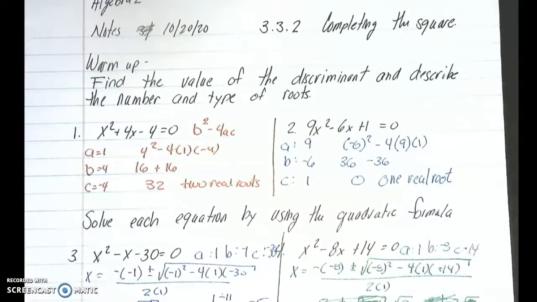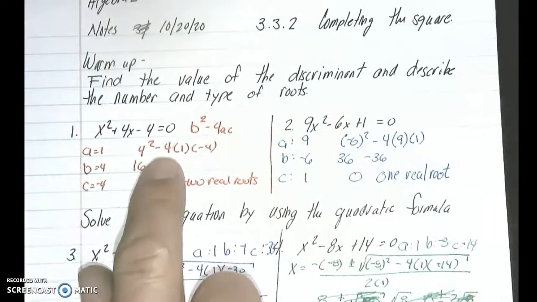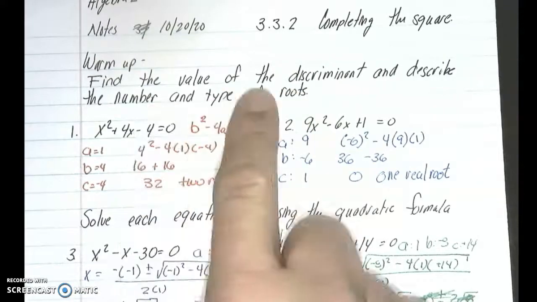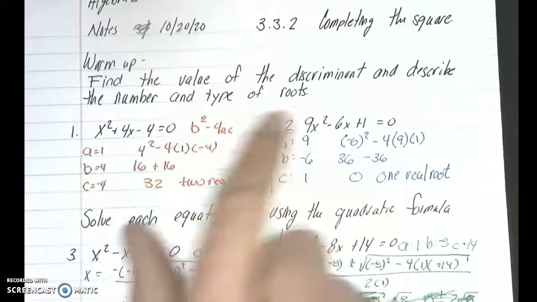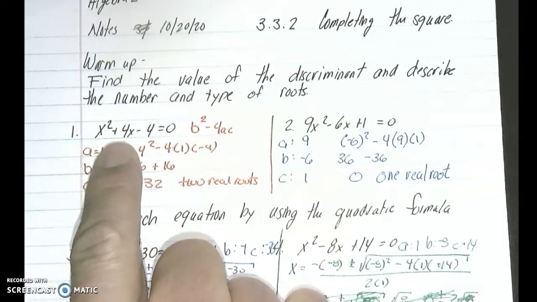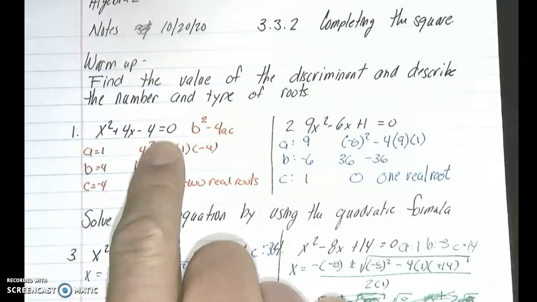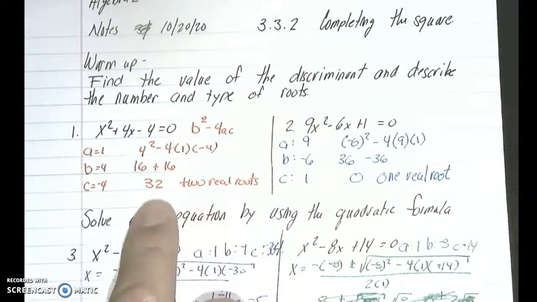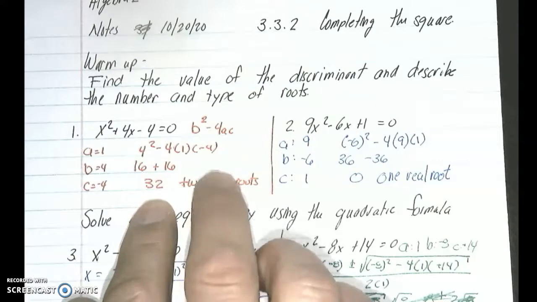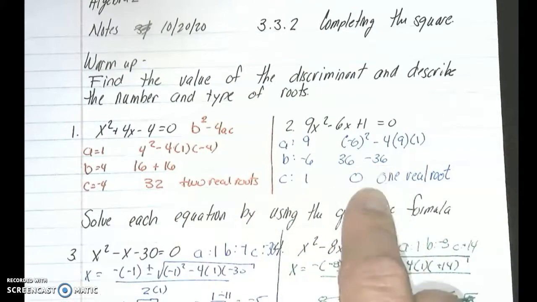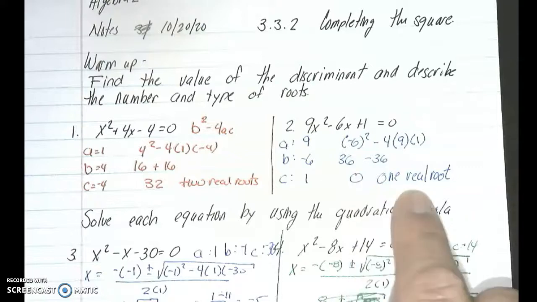What we have here is our warm-up. I asked the students to find the value of the discriminant and describe the number and type of roots. The given was x squared plus 4x minus 4 is equal to 0. We went through that and got 32 with 2 real roots. Did the same thing over here, got 0, 1 real root.